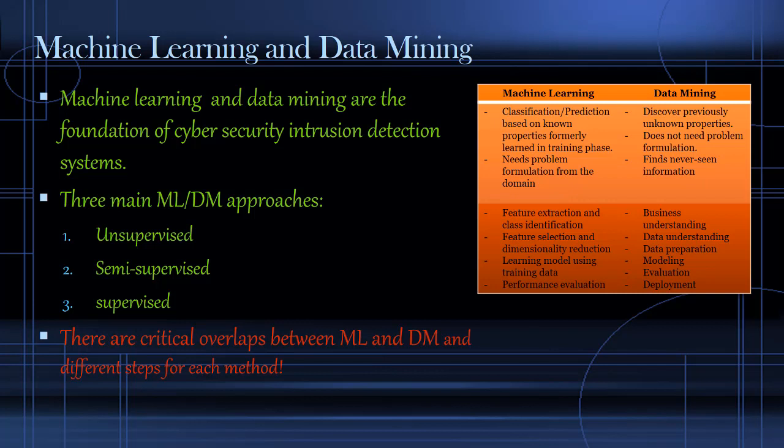For machine learning, the steps are identifying class attributes, or features and classes, from training data. Thereafter, identifying a subset of the attributes necessary for classification, such as dimensionality reduction. The next step is to learn the model using training data, and finally using the trained model to classify the unknown data.